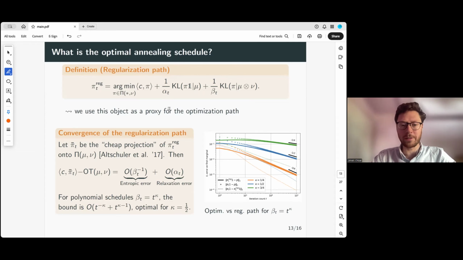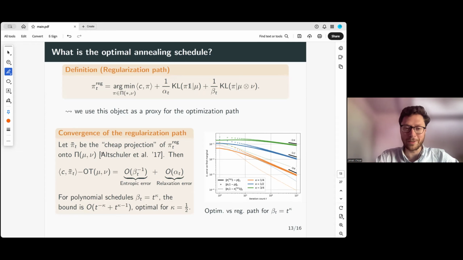And when you look at this object, you see that its suboptimality for the optimal transport problem decomposes into two terms. There is an error term due to the entropic regularization, which is of order 1/beta_t. And there is a relaxation error, which is of order alpha_t. This one is due to the fact that we do not match exactly the first marginal. And the other one is due to the fact that we still have some entropic regularization unless beta goes to plus infinity.